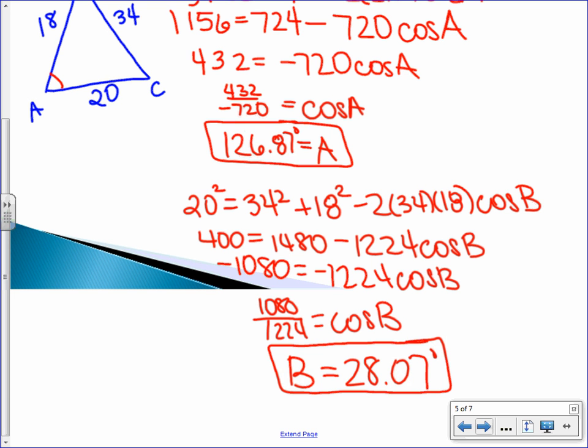Okay, does everyone agree? Your calculator is getting the same. Some of you are so deep in your work. 28.07. All right. So angle A is 126.87, angle B is 28.07. Subtract those from 180 to make angle C.